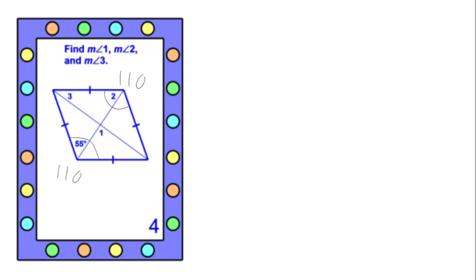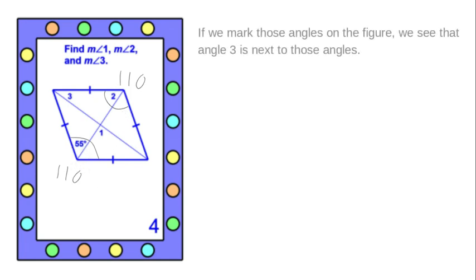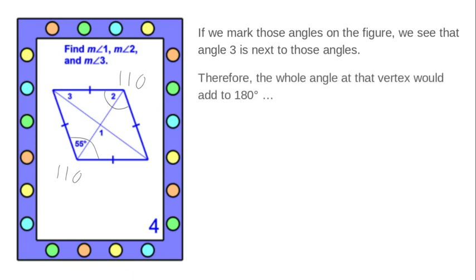So what we have left now is angle 3 over here. So I went ahead and put the 110 degrees on each of those two angles because I think that's going to help us. So if we mark those angles, we're going to see that this angle over here, not just the 3, but where we have the 3 as a part of that whole angle, is next to the 110. And we know that consecutive angles, as we go around the shape, need to add up to 180. So this angle up here, not angle 3, but the whole angle, is going to need to be 180 minus 110. So that big angle would be 70 degrees.